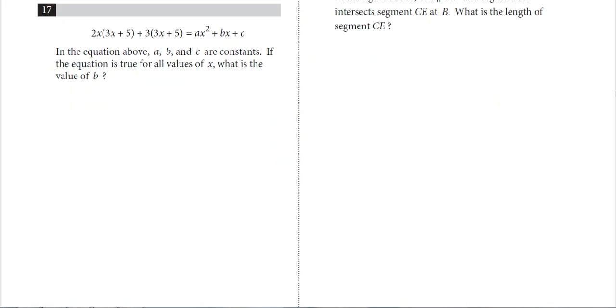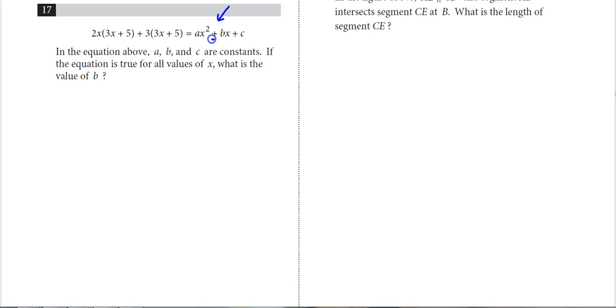All right, 17, we have an expression. It looks like we're multiplying some monomials with binomials. And then we have this general form. This is a general form of a quadratic over here, ax squared plus bx plus c. But it says in the equation above, a, b, and c are constants. They're just numbers. If the equation is true for all x's, what is the value of b?